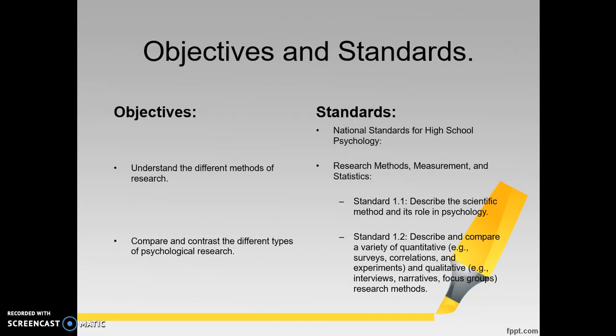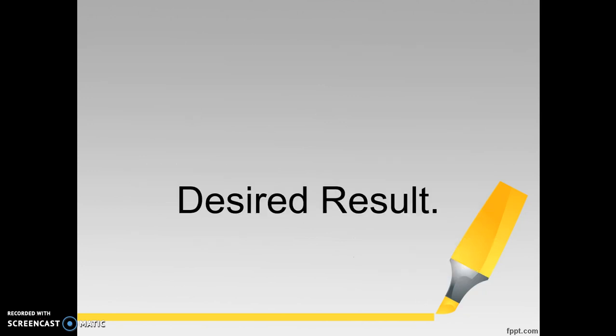So our objectives and standards are to understand the different methods of research and to compare and contrast the different types of psychological research. And take a moment there to read the standards, please, if you would. And our desired result: how do psychologists conduct good research?